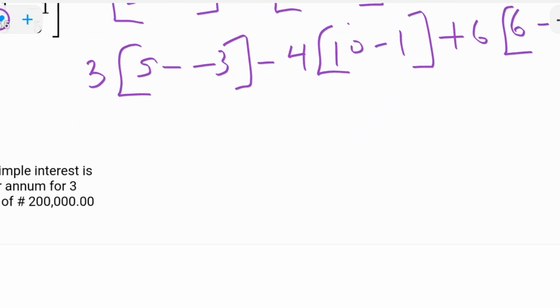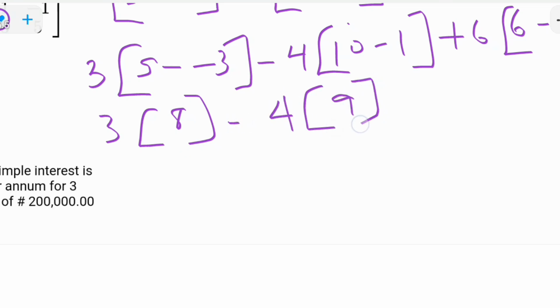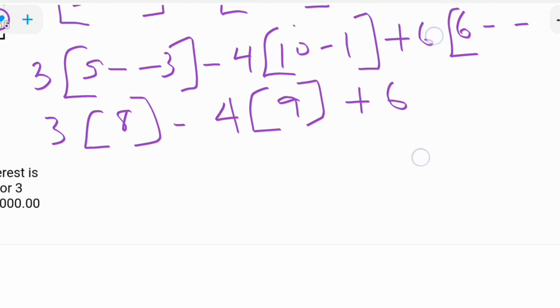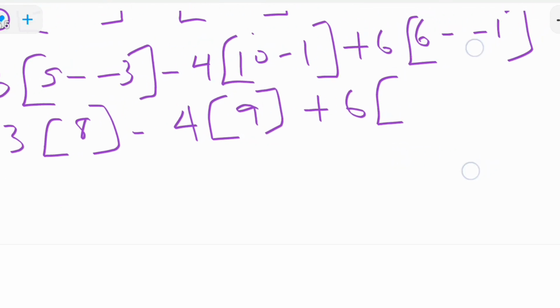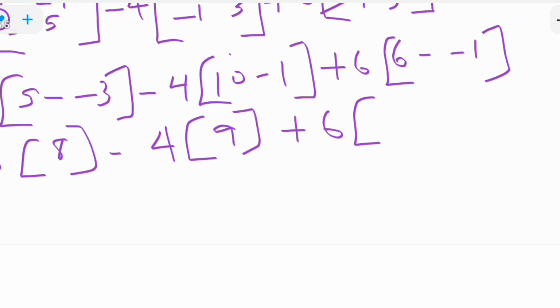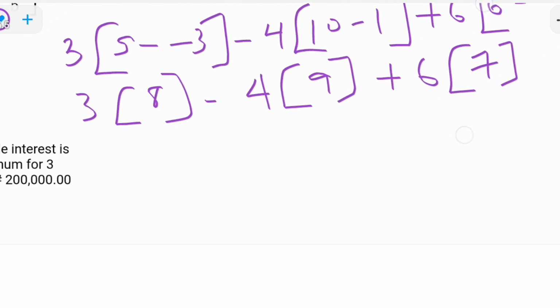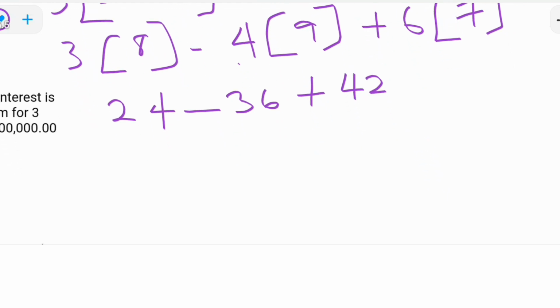So let's finish it up. To give you 3 into, this is plus here, minus times minus is plus. 5 plus 3, that will give you 8. Minus 4 into 10 minus 1 is 9. Plus 6 into, this is 6 plus 1, which is 7. So let's finish it up. So we have 24, minus 4 times 9 is 36, 6 times 7 is 42. So just add and subtract and finish it up.